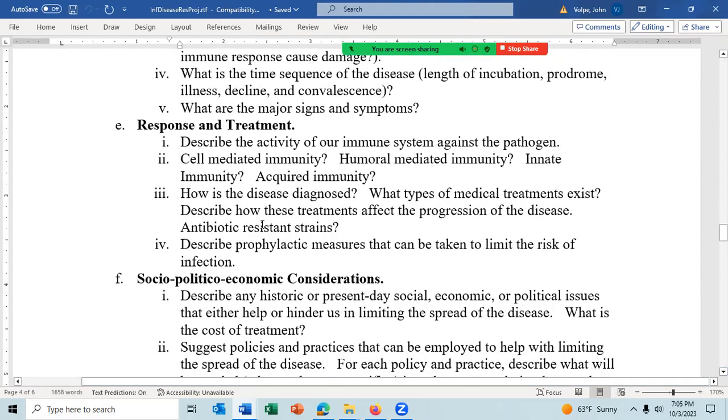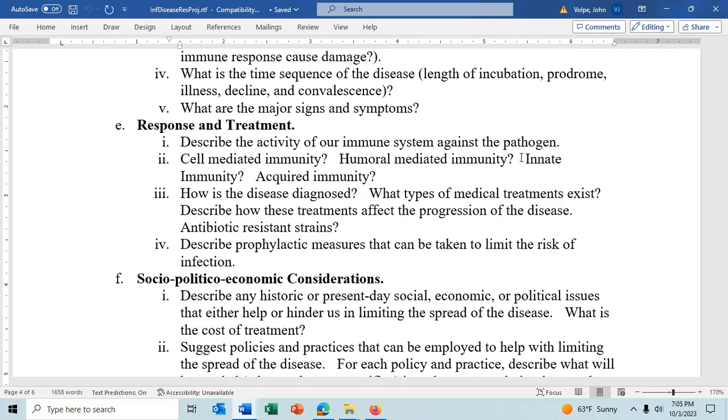Response and treatment. Describe the activity of our immune system against the pathogen. Is the immune response cell-mediated? Is it humoral-mediated immunity, meaning antibodies? Is there innate immunity against the disease? Is there acquired immunity? For example, the reason why children and young adults are so good at fighting off COVID-19 is because they have a very good innate immunity, and COVID-19 is very sensitive to your innate immunity.